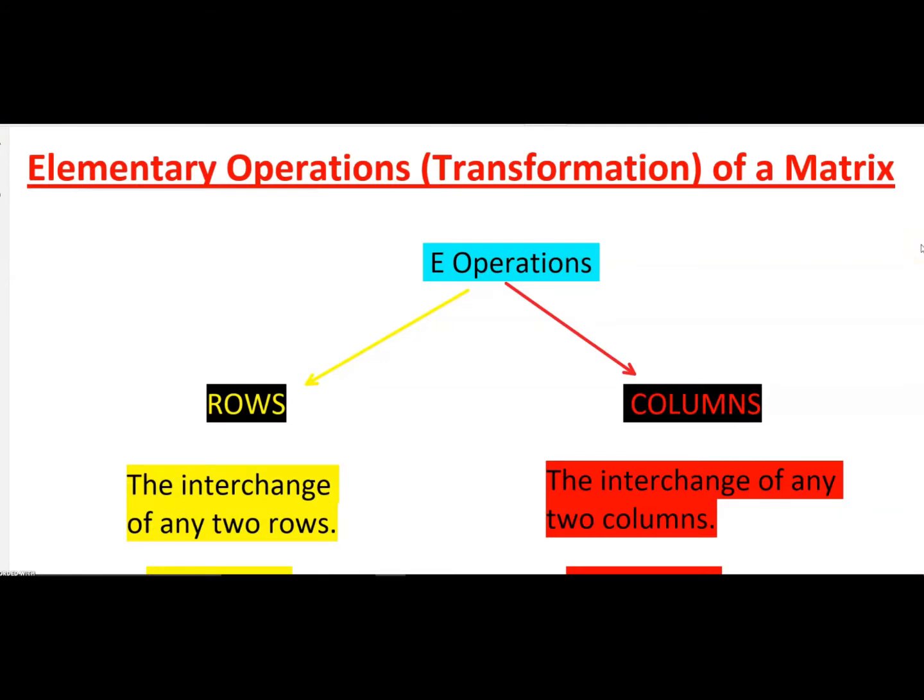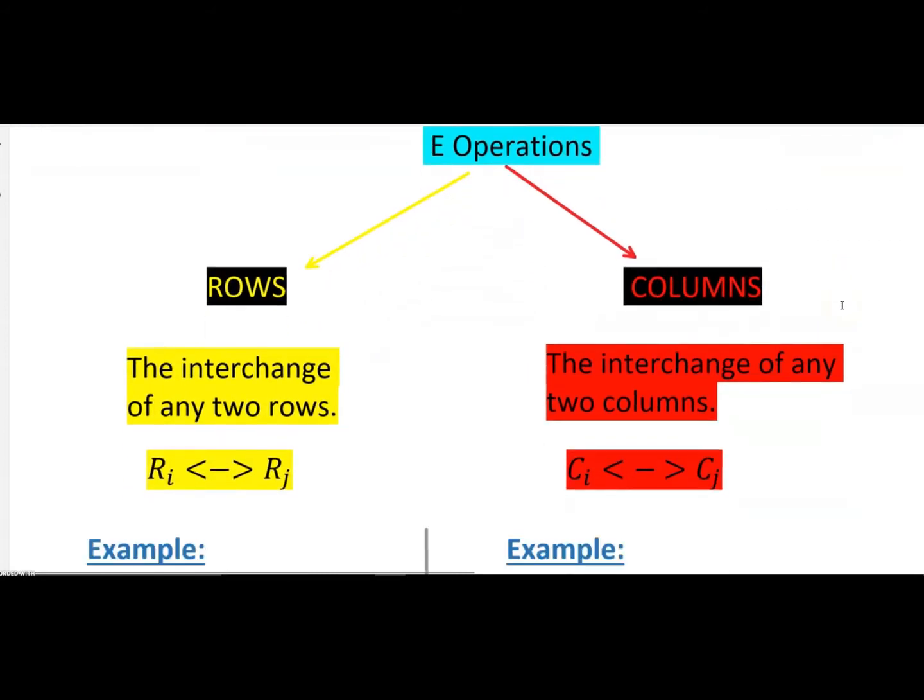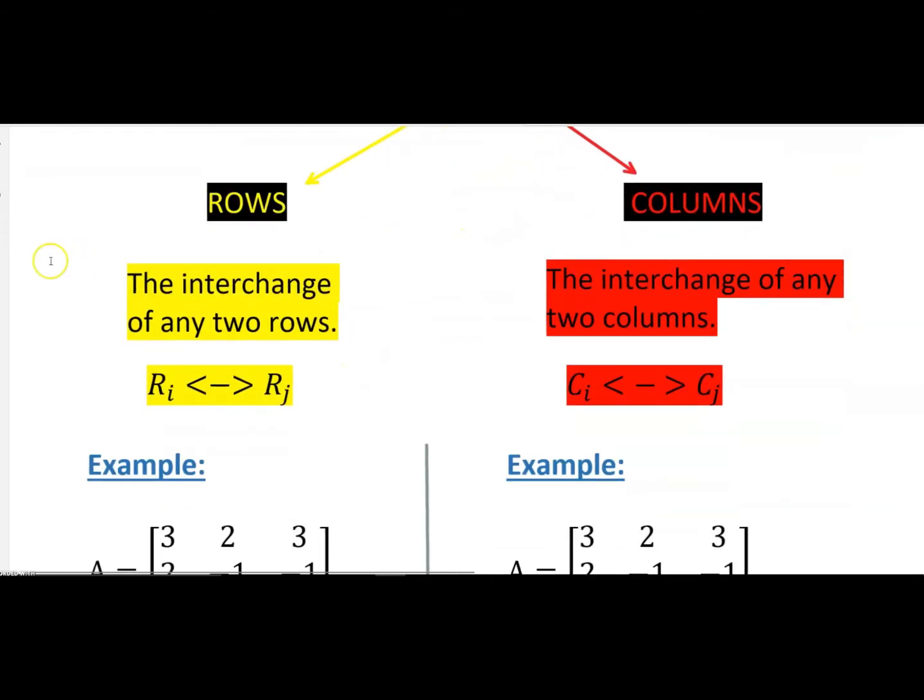We will discuss elementary operations of a matrix. In short form, they are also called E operations, and they can be applied to both rows as well as columns. The first operation is the interchange of any two rows.